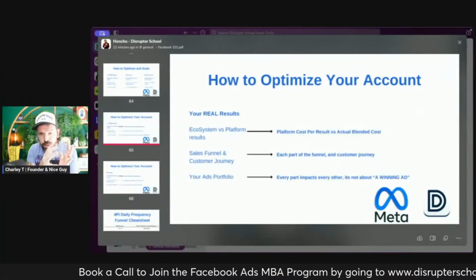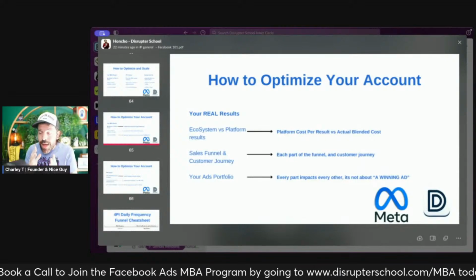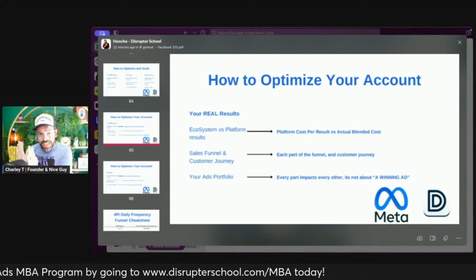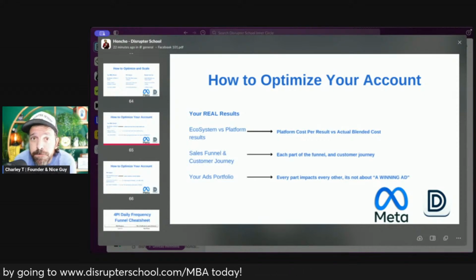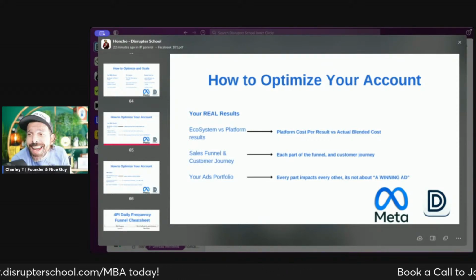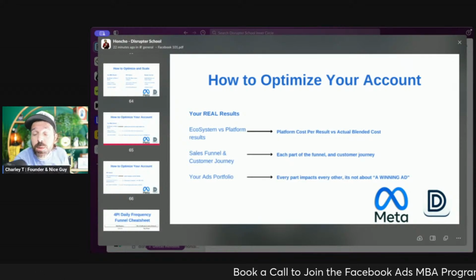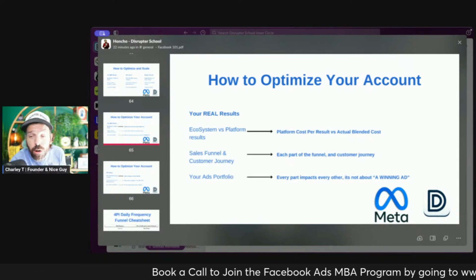So getting to this, your sales funnel and customer journey, what really matters here, your profit comes from the second transaction of a customer in your business. If you cannot get anybody to buy from you a second time, the reason you're going to fail is because you have a bad business. Solve that first.